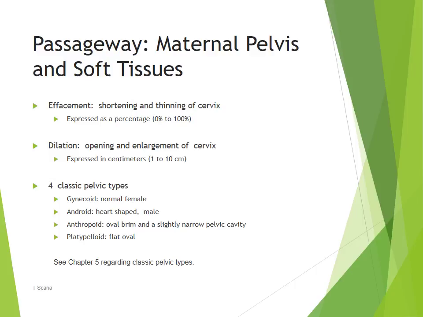There are 4 classic types of pelvis: gynecoid, which is a female pelvis; android, which is heart-shaped, a male pelvis. Remember, I told you during the first week of clinical, most posterior positions happen with the male pelvis, which is the android pelvis. Then another type is anthropoid, with an oval brim and a slightly narrow pelvic cavity. And another type is platypelloid, which is a flat oval shape.